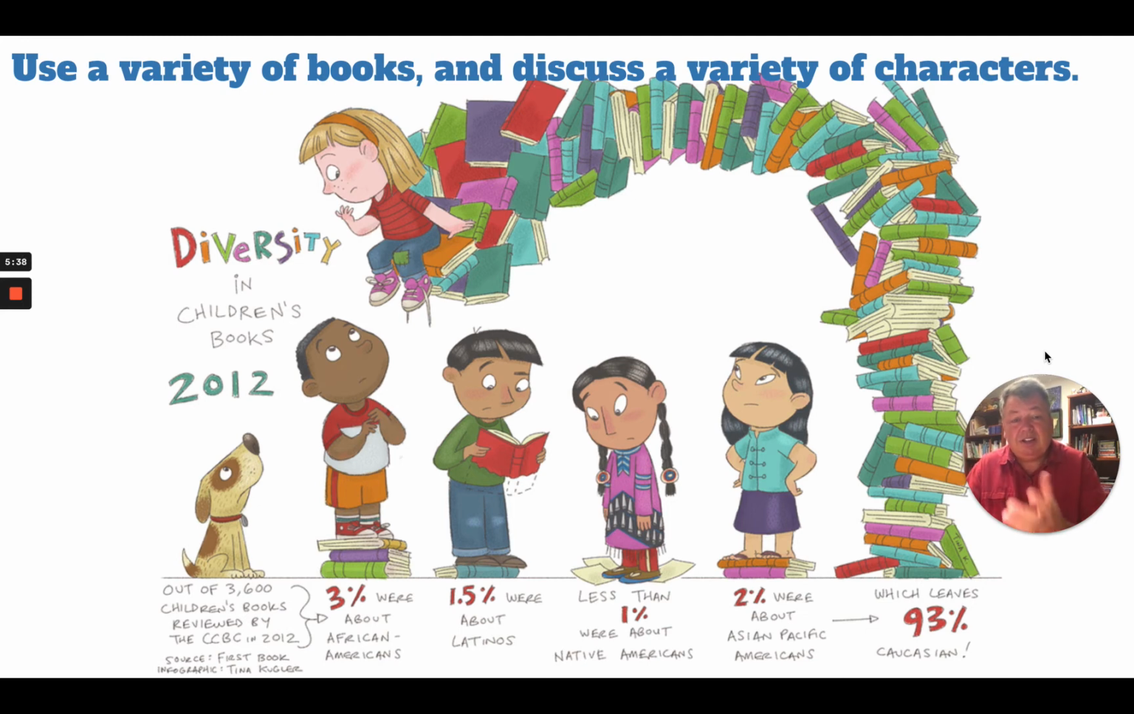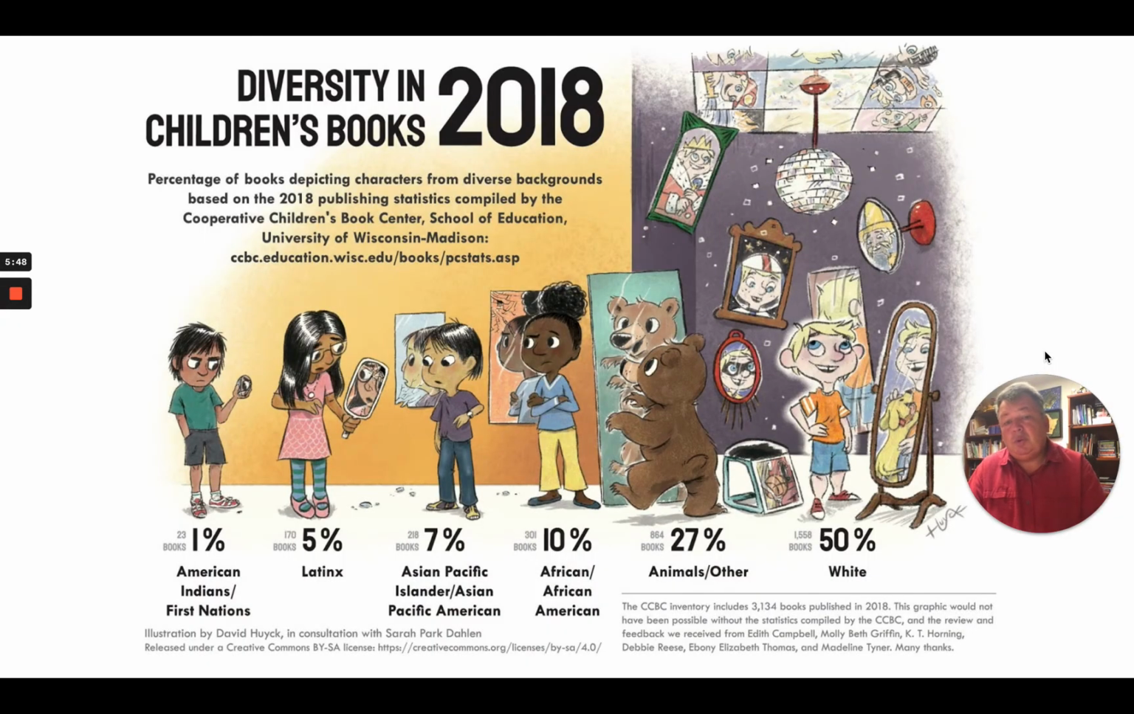In fact, take a look at the Asian Americans. 2% of the children's books written in 2012 published in the U.S. were about Asia Pacific Americans. Not a whole lot there. Now in 2020 that changed. Look, that jumped all the way up to 7%. But we realized that Mulan came out, so there's a reason for that jump up to 7%.